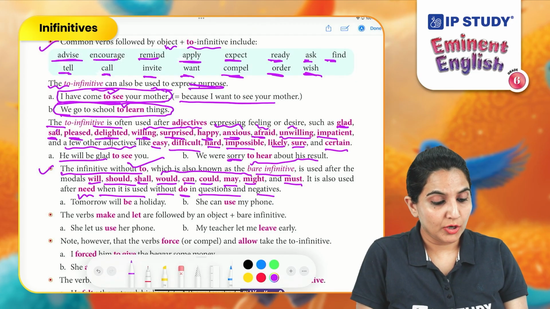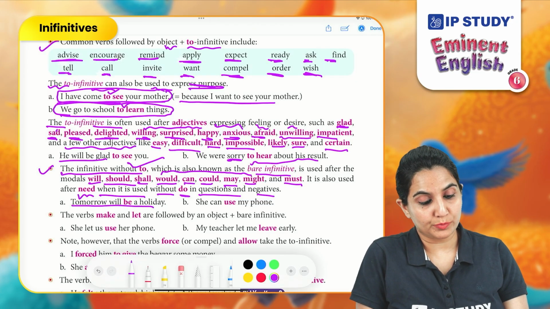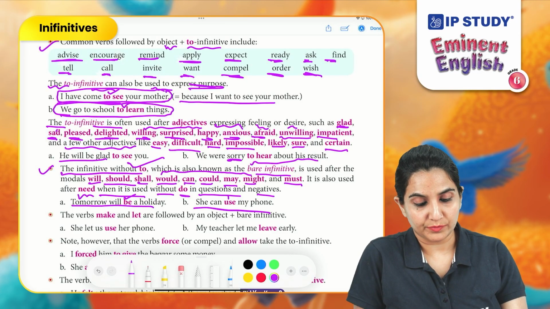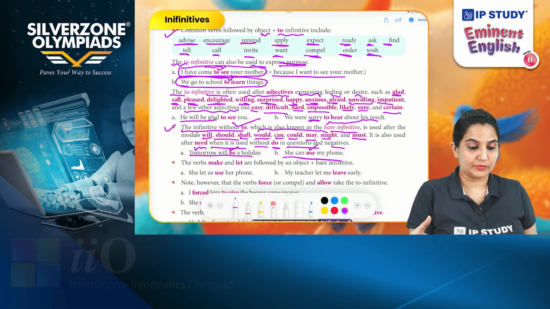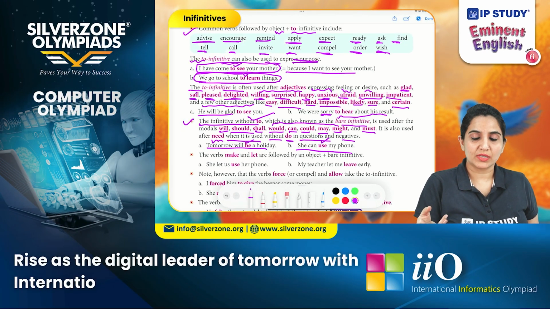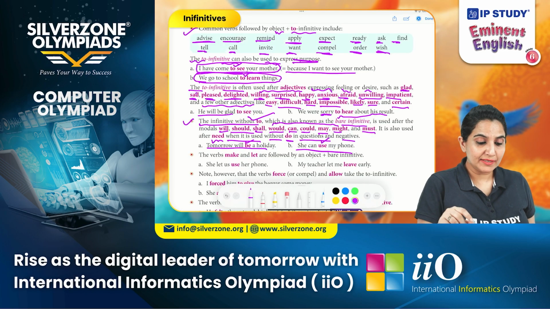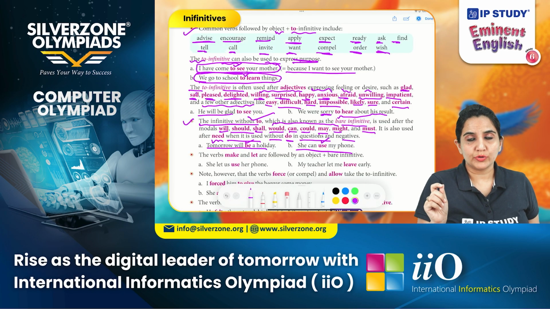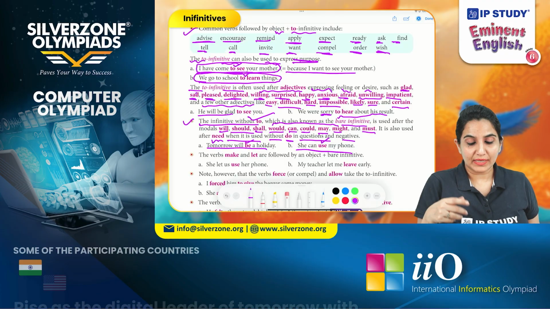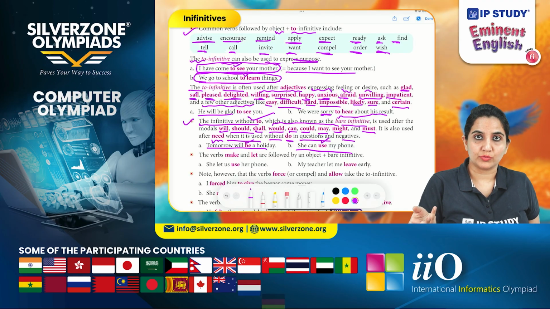For example, tomorrow will be a holiday. So be is a bare infinitive. You can use my phone. It is a bare infinitive. And it is also used after need when it is used without do. Like, do you need it? Yes, you can use my phone, like this.